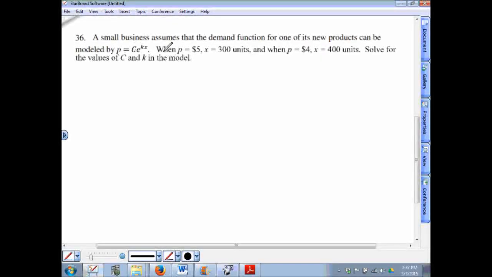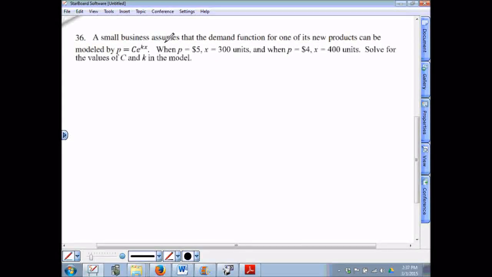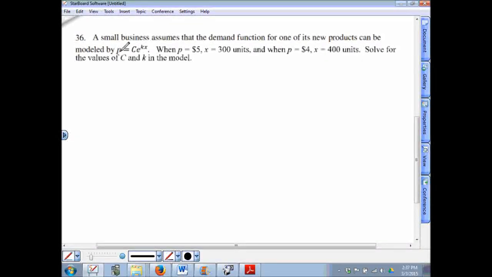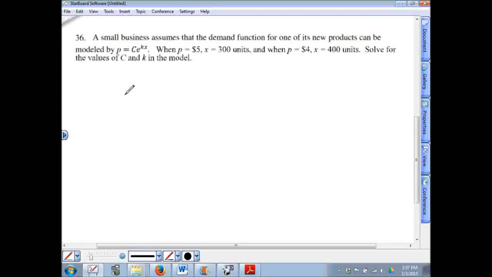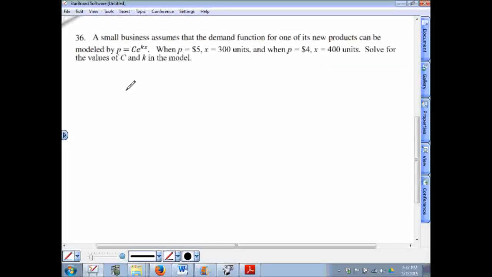Alright, last question. A little bit of a twist here. This time the demand function isn't linear. The demand function here, p equals ce to the kx, the demand function is exponential. We've been dealing with linear models for demand where increasing the price means that less is sold following a linear model. And it's true here, increasing the price.